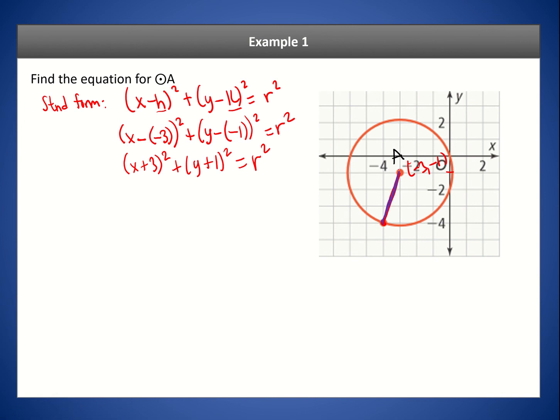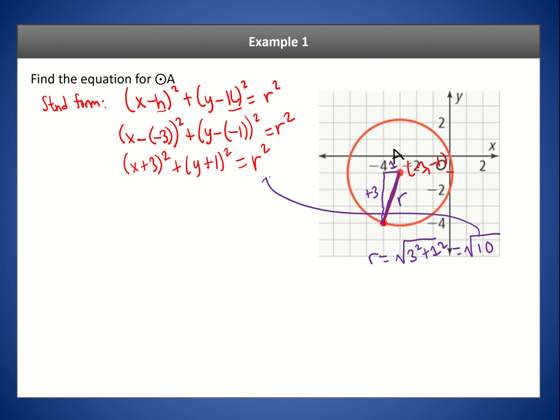Now to get that distance, remember we're going to do the rise over run stuff. So we got to go up 1, 2, 3, so up 3 from left to right, and then over 1. And so the distance of that, which is the radius, is the square root of 3 squared plus 1 squared. 3 times 3 is 9, 1 times 1 is 1, 9 plus 1 is 10. So the radius is the square root of 10.